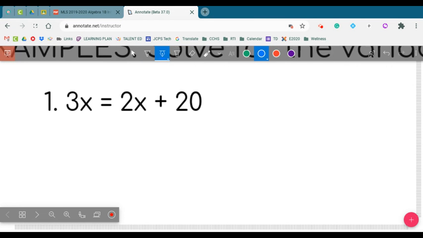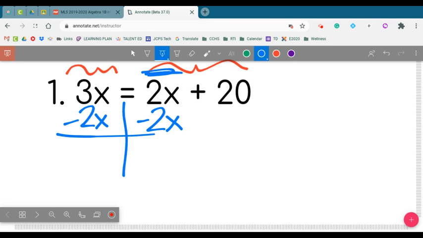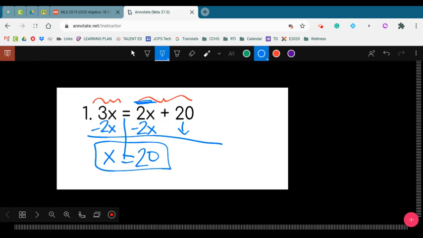First step, is there any distribution? No. Is there any way I can combine like terms? On this left side, are there any like terms? No, there's only one term. On this right side, are there any like terms? No, because there's an x and a constant. So my next step is I've got to move the variable to the right side. I see that I have 2x on my right. I'm going to move that to the other side by doing the opposite. Since it's positive, I'm going to do the opposite, which is negative. 3x minus 2x is going to give me just x equals, and then my 20 comes down, and I get x equals 20. So that one only had one step to it. That one was pretty easy.